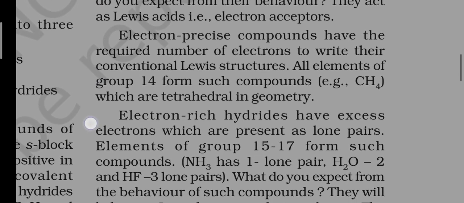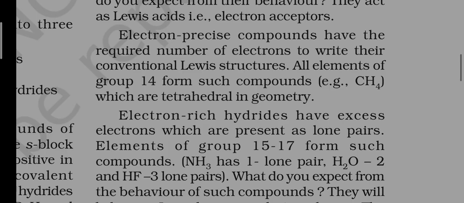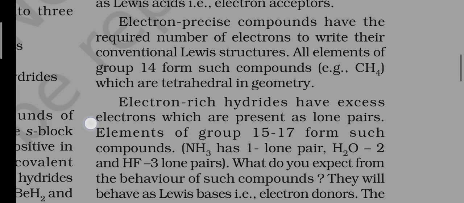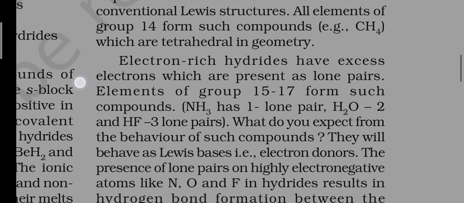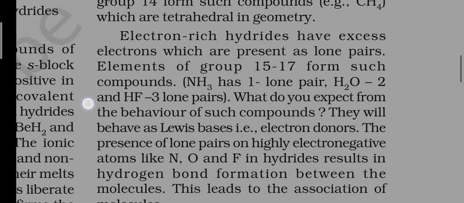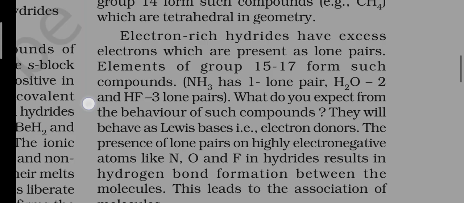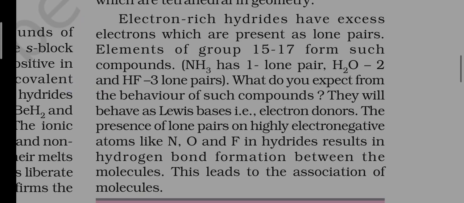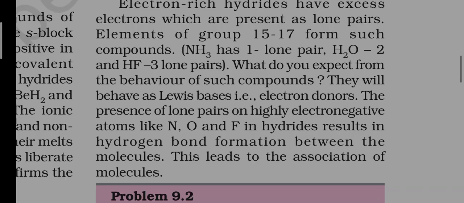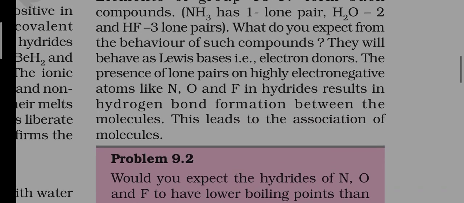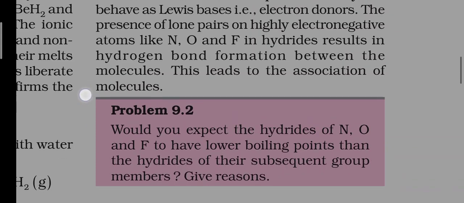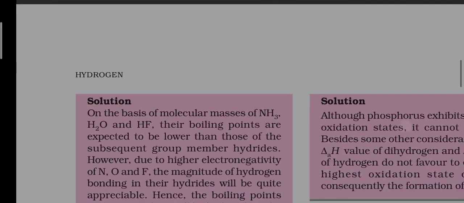Electron-precise compounds have the required number of electrons to write their conventional Lewis structure. All elements of group 14 form such compounds, which are tetrahedral in geometry. Electron-rich hydrides have excess electrons which are present as lone pairs. Elements of group 15 to 17 form such compounds. What do you expect from the behavior of such compounds? They will behave as Lewis bases, that is, electron donors. The presence of lone pairs on highly electronegative atoms like nitrogen, oxygen and fluorine in hydrides results in hydrogen bond formation between the molecules. This leads to the association of molecules.